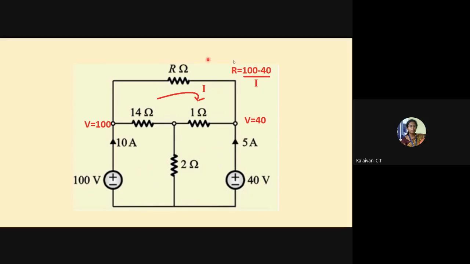So the R value will be equal to potential difference divided by the current I. Let's assume the current is capital I inside this circuit. So R is equal to 60 by I. How to find this value of I? To find this value of I, we will solve this loop, either this loop or this loop.